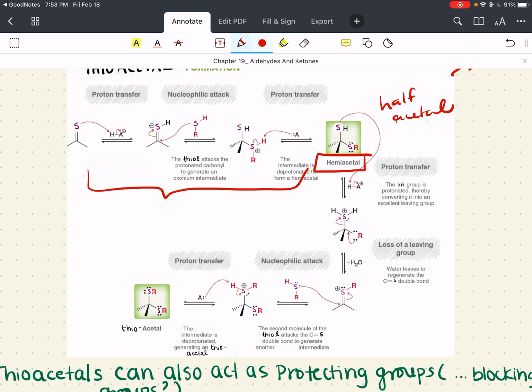All right, and then our last 4 steps to give us our final thioacetal is proton transfer, loss of a leaving group, followed by a nucleophilic attack and a proton transfer to give us our final product.